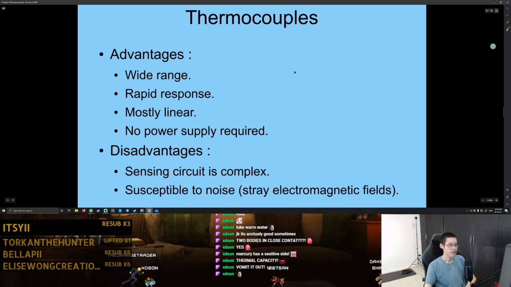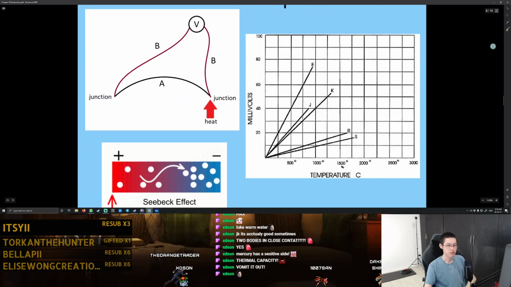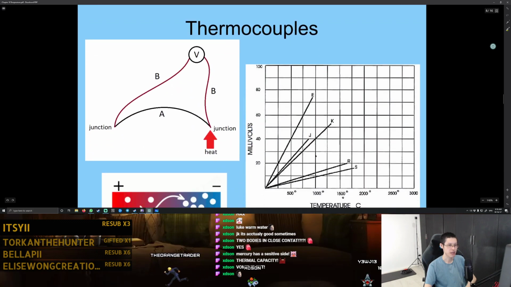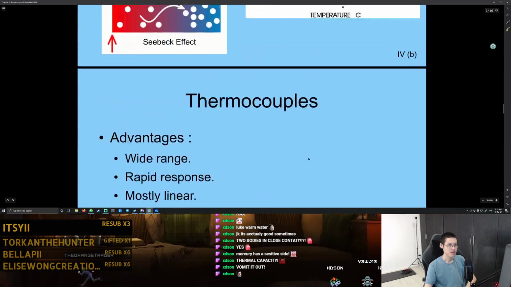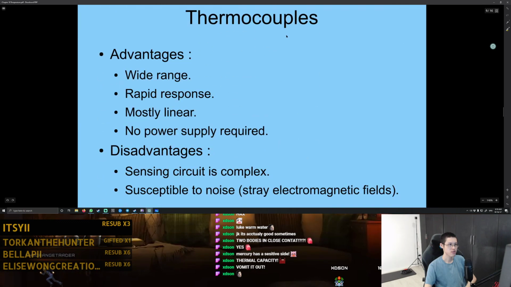The thermocouple is able to measure up to thousands of Celsius. So if you want to measure something extremely hot, you want to use a thermocouple, not a regular mercury in glass thermometer, because that would probably melt. So there you go. If you want to measure extreme temperatures, use a thermocouple. So I'll leave it here so you can write it down.